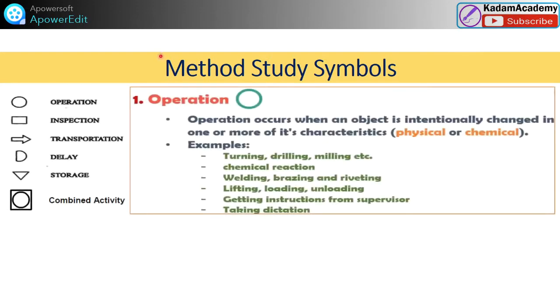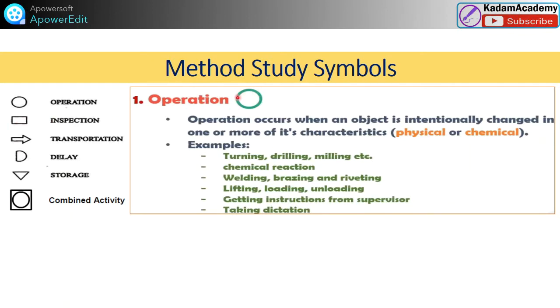Now we'll go for the in-detail study of the symbols used in method study. There are five major symbols. First is the operation, represented by a circle. Inspection is a rectangle, and transportation is an arrow. Delay is like a big D, and storage is a triangle. The sixth one is the combined activity, a circle inside a square. We will study these one by one with examples.